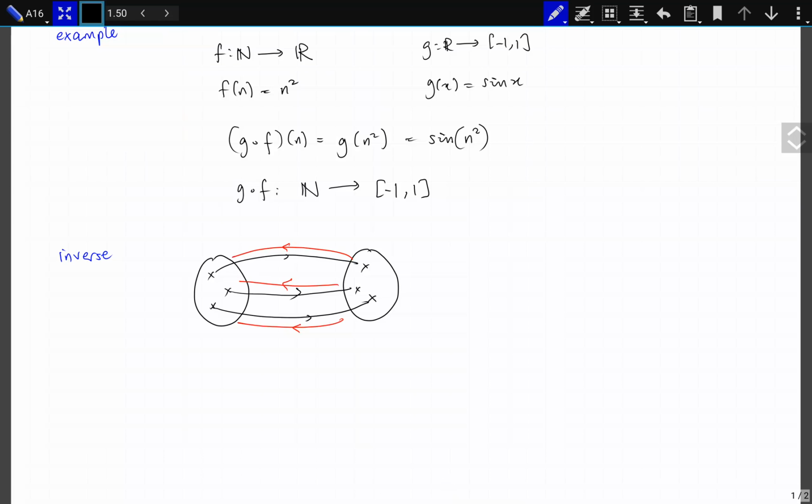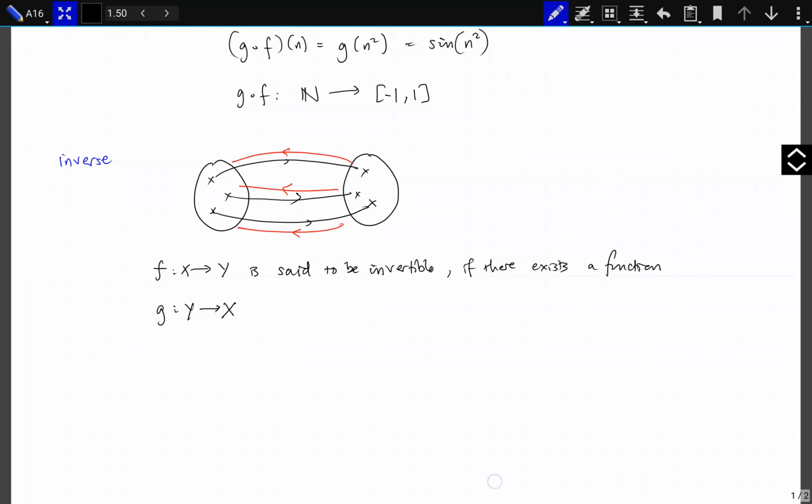So a function f is said to be invertible if there exists, that is, if you can find a function g going the other way, such that two things hold.